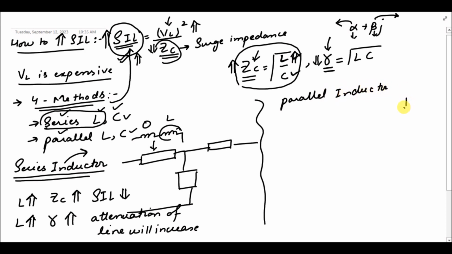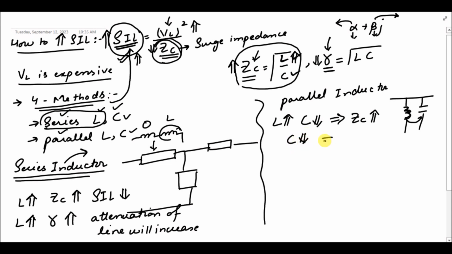Similarly, for the parallel inductor, the inductor will be in parallel with the capacitor, which is in the shunt branch. So this inductor will nullify the effect of this capacitor. If the inductance is increased in the parallel branch, the capacitance will decrease, which will increase the surge impedance. So if surge impedance is increasing, surge impedance loading will decrease, which is not desirable. But for the propagation constant, the value will decrease, because if the capacitance value is decreasing, the propagation constant value will decrease. So it means that attenuation will decrease.